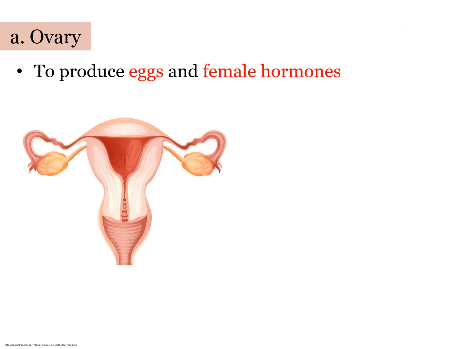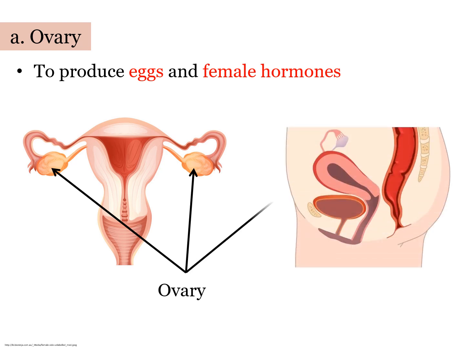The primary sexual organ for females is the ovary, which is responsible for producing eggs and the female hormones. There are two ovaries, one on each side of the uterus. From this diagram, you can see the two ovaries from the dorsal view, and this is the ovary from the lateral view.